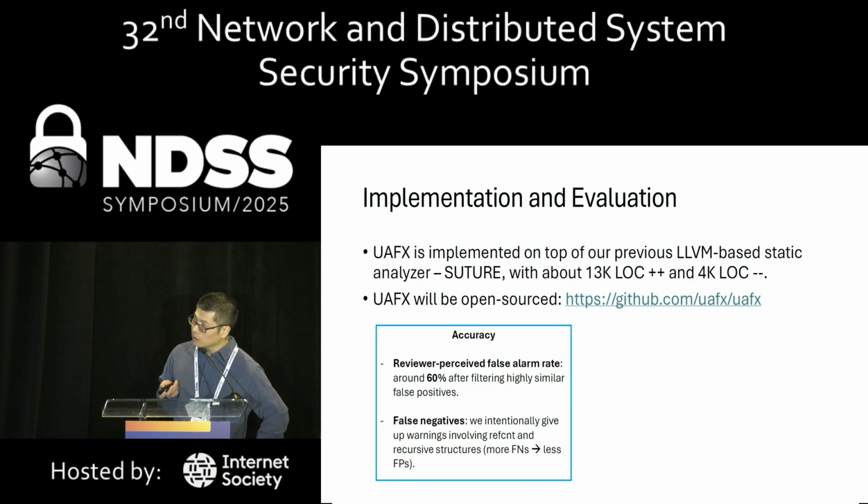For the false negatives, I want to note that it's very challenging to evaluate because we do not have the ground truth. But I want to note that we do intentionally introduce some false negative cases in order to get a better false alarm rate. Specifically, we discard all the warnings involving the challenging reference count and the recursive data structures. So this inevitably introduces some false negatives.